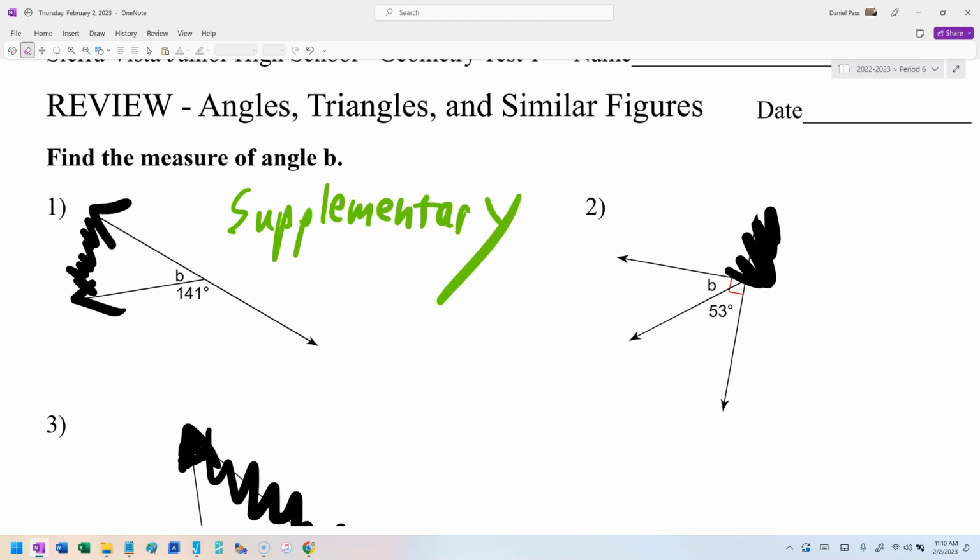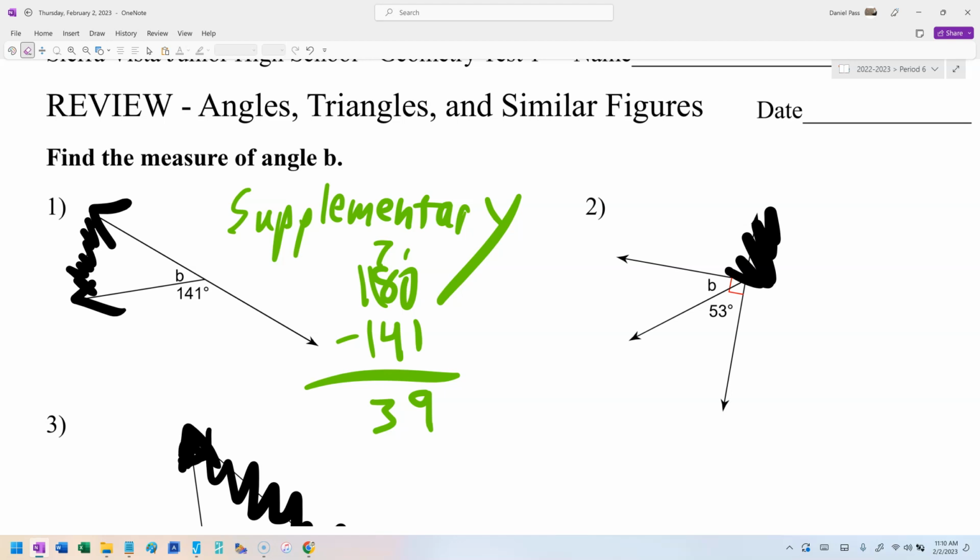That means they add up to 180, so how do you do it again? 180 minus 141. Do we agree, everybody? And we gotta borrow, and we get 39. Okay, B equals 39. Oh, wait. He's doing the next one. We can't clap yet.